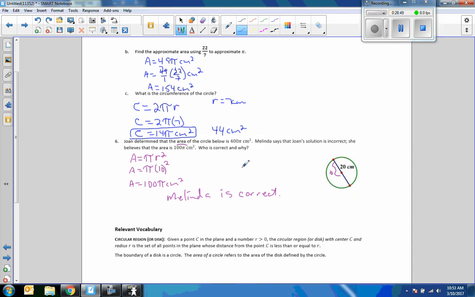Okay, and I'm just going to say the answer rather than write it, but it says who is correct and why. And you would say because the radius is half of the diameter, which is 10. 10 squared is 100 times pi. Where Joan thought the radius was 20, so she said 20 squared is 400. So Joan actually squared the diameter instead of the radius.